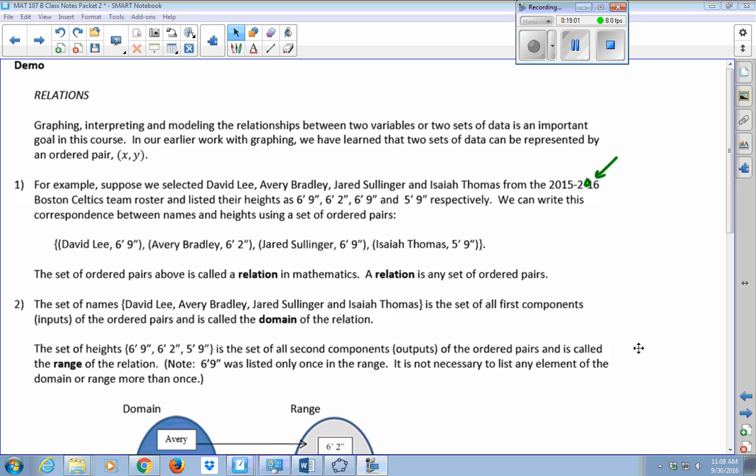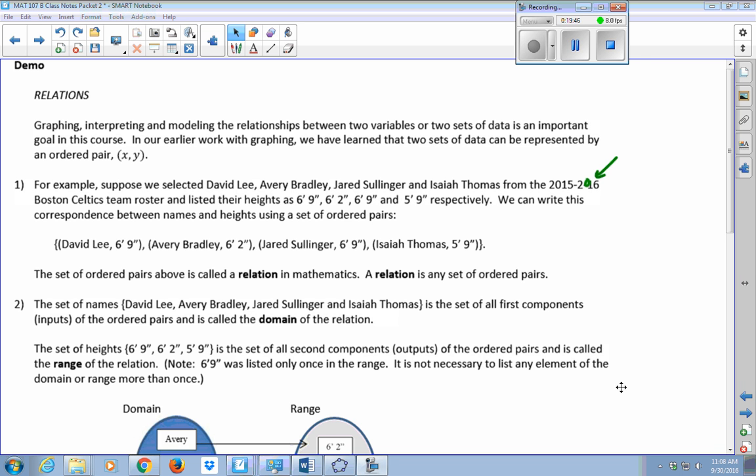Okay, so if we're going to write a set of ordered pairs, notice this begins with the curly braces. They're ordered pairs, which means you have 2 components. You have a first component, in this case the name of the Celtic player, separated from its height with a comma. So you have 4 ordered pairs. The first component in each ordered pair isn't an X value, it's a name. And the second component is a quantitative measurement. It's the height of the person, 6 feet 9 inches, 6 feet 2 inches, 5 feet 9 inches. The set of ordered pairs above is called a relation in mathematics.